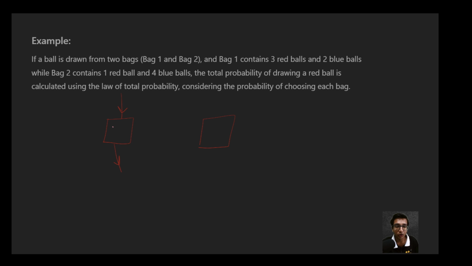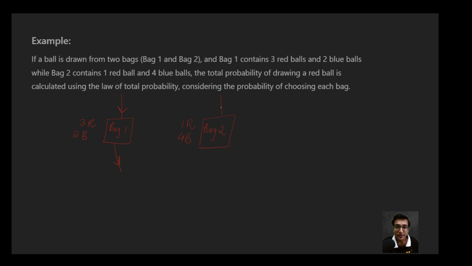So here what do we have? Let's say this is my bag 1, this is my bag 2. They've told us that a ball is drawn from two bags. Bag 1 contains 3 red balls and 2 blue balls. Bag 2 contains 1 red ball and 4 blue balls. The total probability of drawing a red ball is calculated using total probability. So we have to find out the total probability of drawing a red ball from either of the bags.